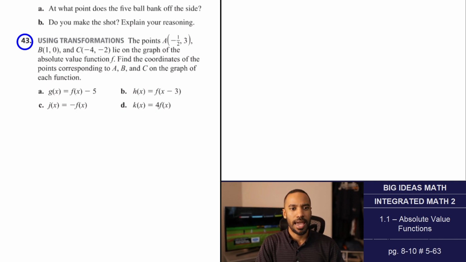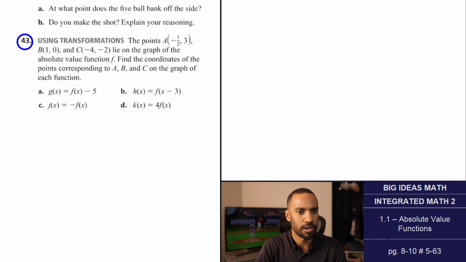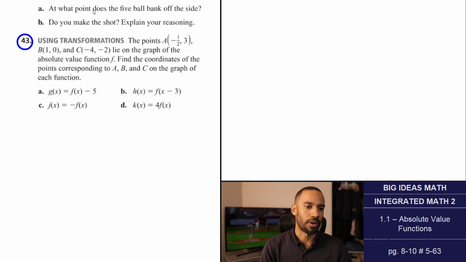The points A, B, and C lie on the graph of the absolute value function f. Find the coordinates of the points corresponding to A, B, and C on the graph of each function. Find the coordinates of the points corresponding to A, B, and C. Oh, f. Okay. Got it.